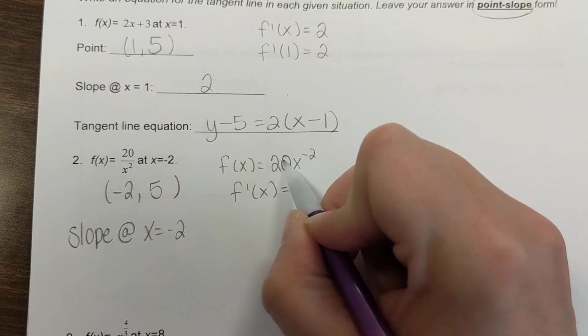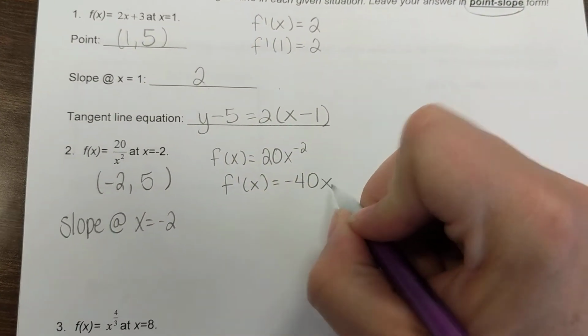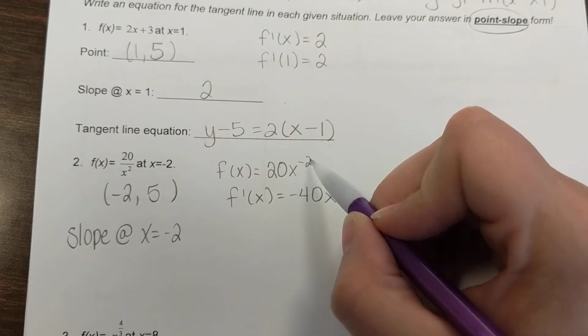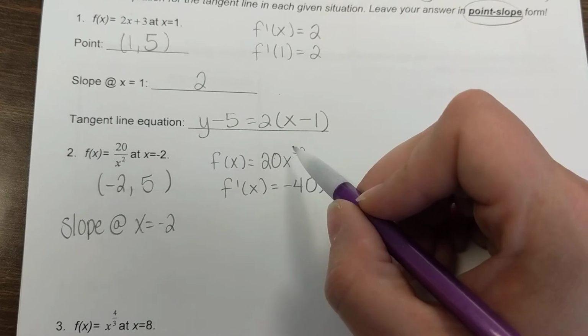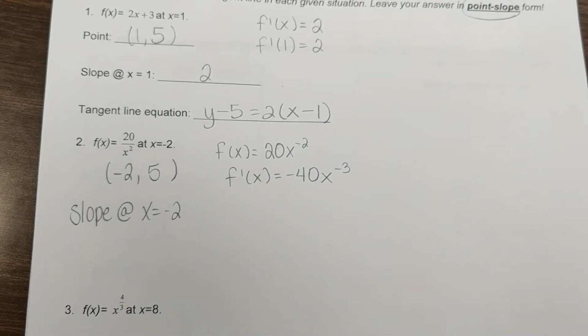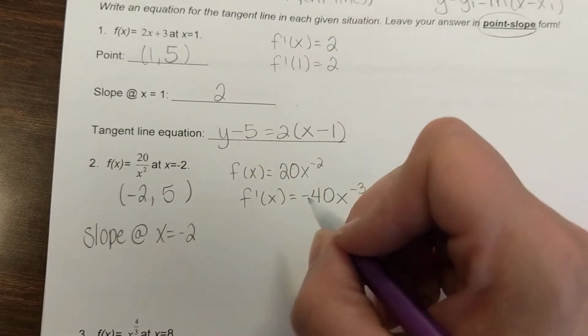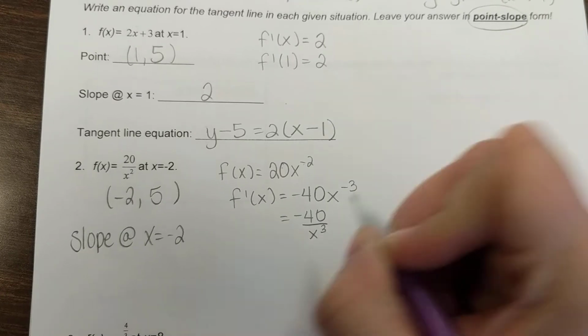So we get negative 2 times 20, which is negative 40, x to the, now we drop this power by 1, so what's negative 2 minus 1? So we get this to the negative third. Now you don't have to rewrite this, but that's written as negative 40 over x to the third.